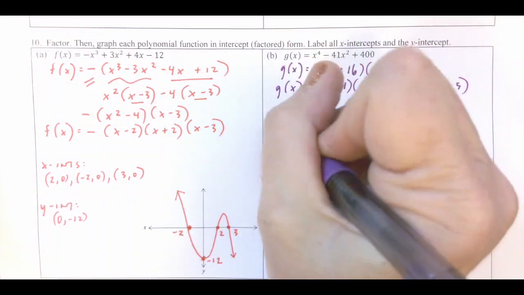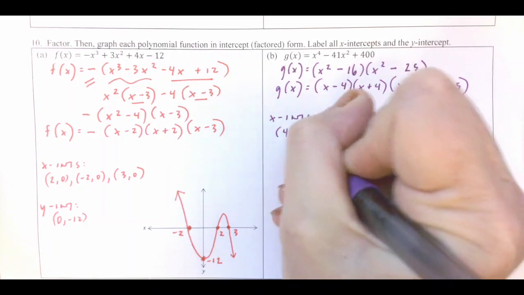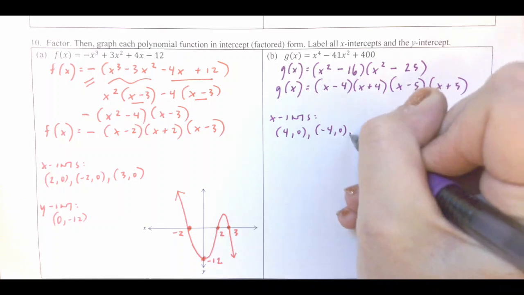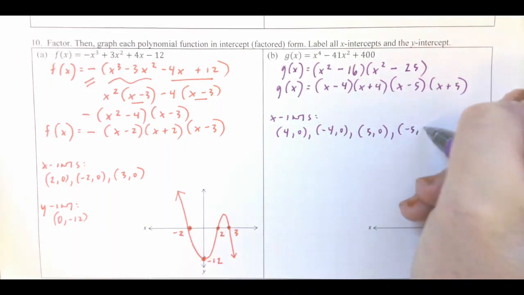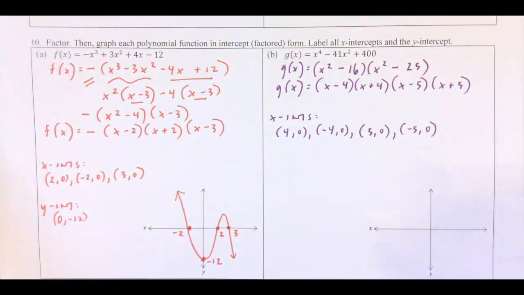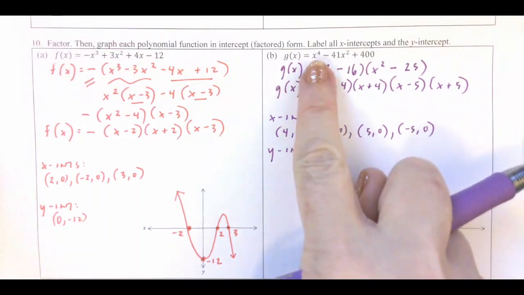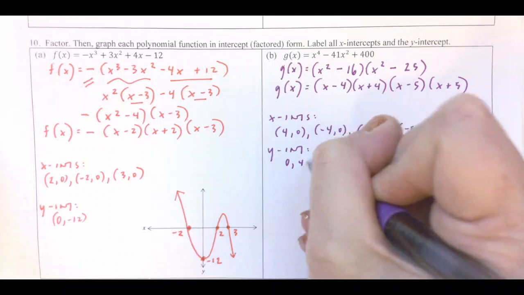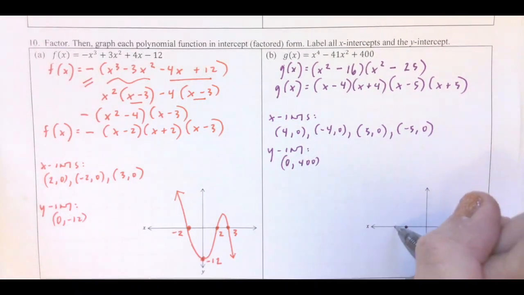So then I know that my x-intercepts are at 4, 0, negative 4, 0, 5, 0, negative 5, 0. Okay, and my y-intercept, if I plug in a 0 for x, it's just 400. So 0, 400. Okay, plot those points just roughly.